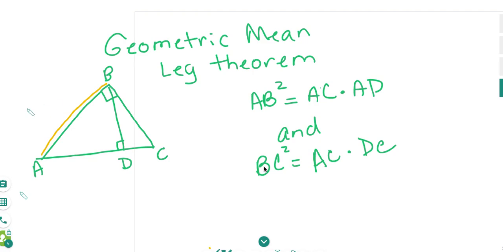Now it also works if you're using the other leg. If I'm using the other leg, I'm using BC. So I would square BC, and it is also going to equal the entire hypotenuse, but now it's going to multiply times DC because that's the part of the hypotenuse that touches that leg. Okay, so let's see how this works.